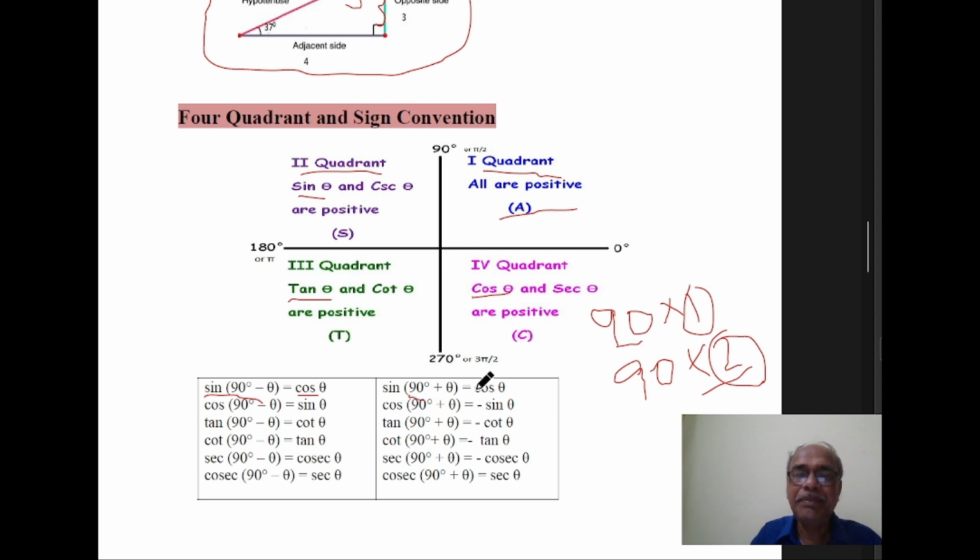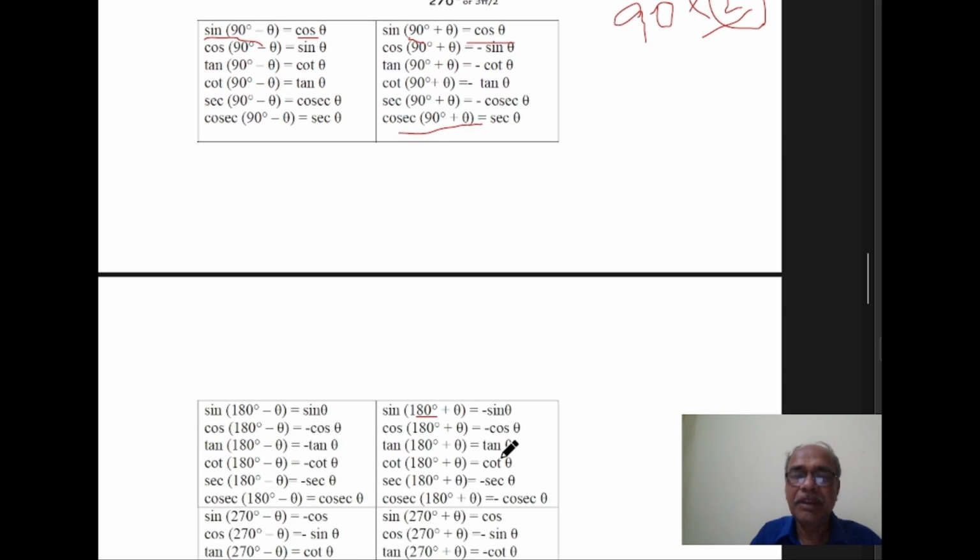Here you see, in case of 90 plus theta, means this quadrant, only sine and cosec will be positive, others will be negative. You see, only sine and cosec are positive, all others are negative, and sine will be changed to cos, cos will be sine, tan will be cot, cot will be tan, sec will be cosec, and cosec will be sec. Similarly, I am giving one example.